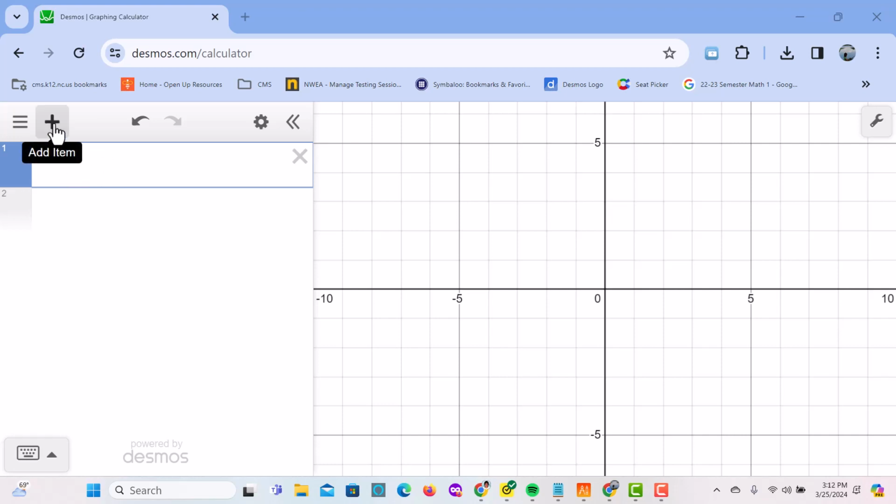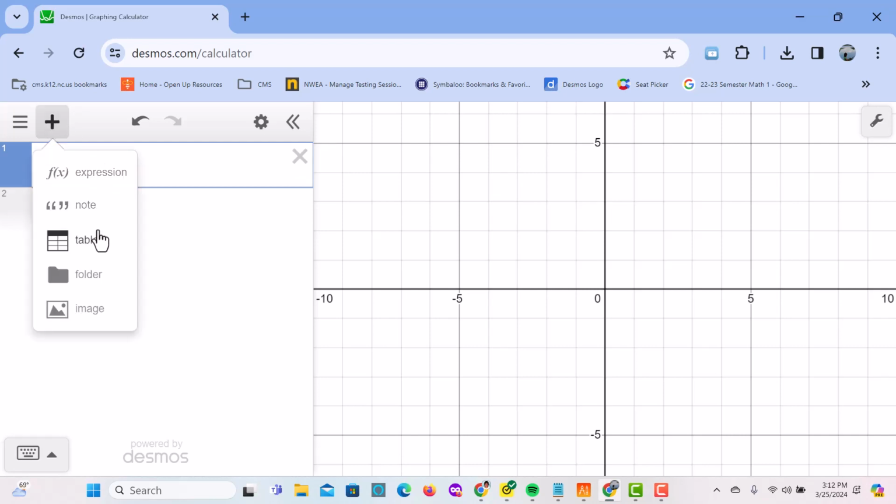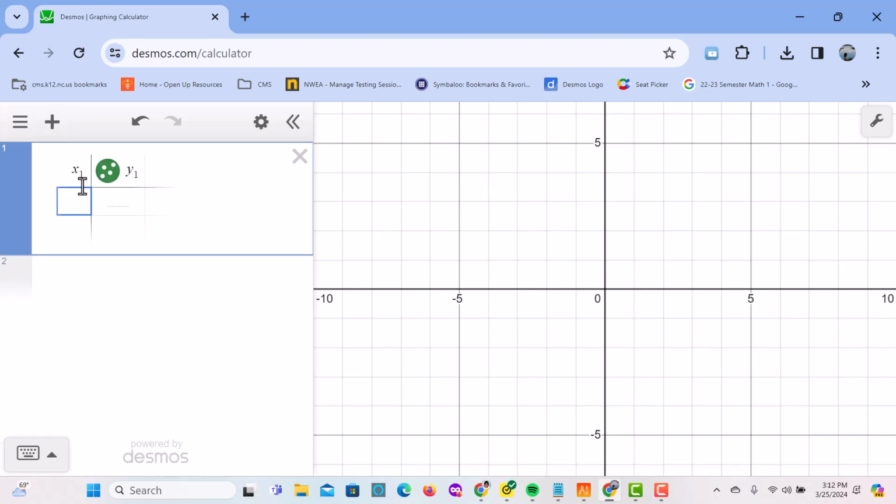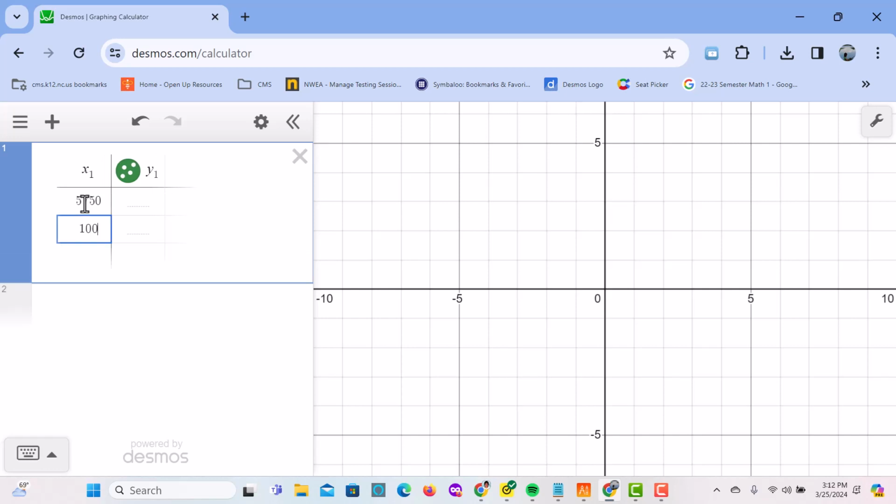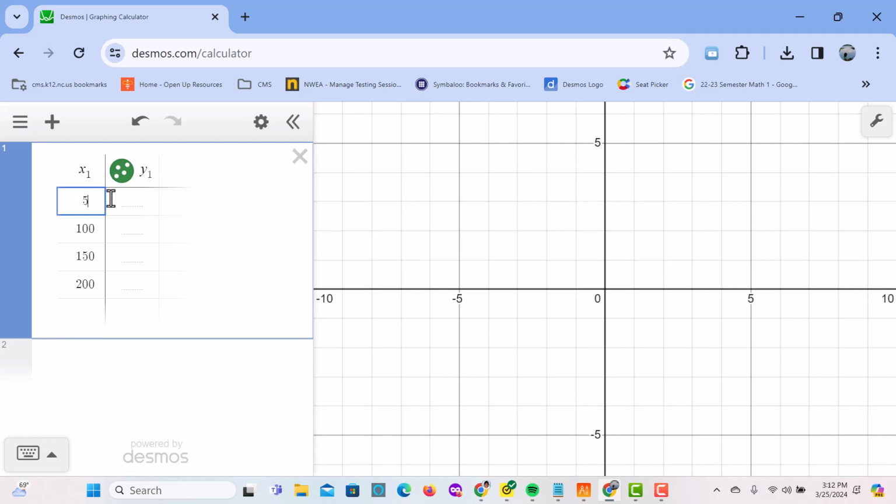So start out by adding an item, click on the plus, and we're going to go down to table. Check to see that you've got x sub 1, y sub 1. Okay, I do. So I'm going to put 50, 75 for my x values, 100, 150, and 200. Oops. Double check. That doesn't look correct. 50, 75, 100, 150, and 200.